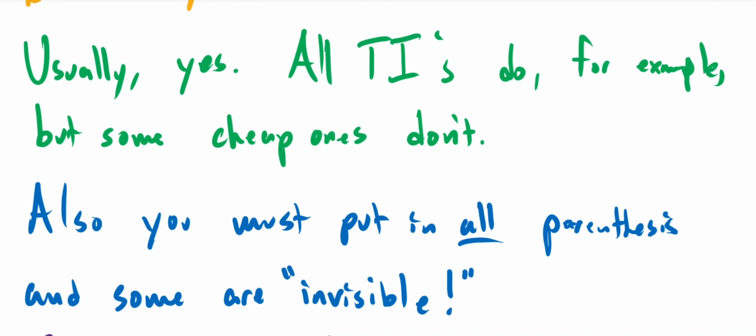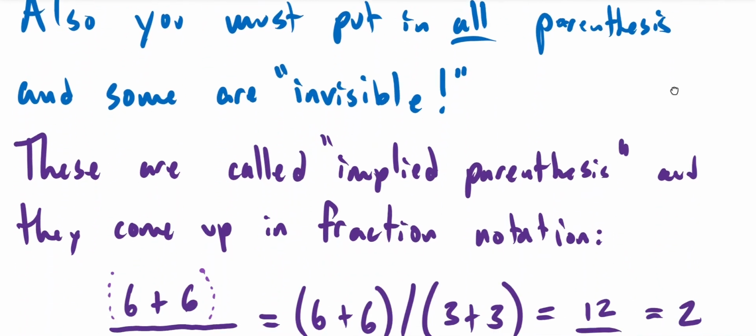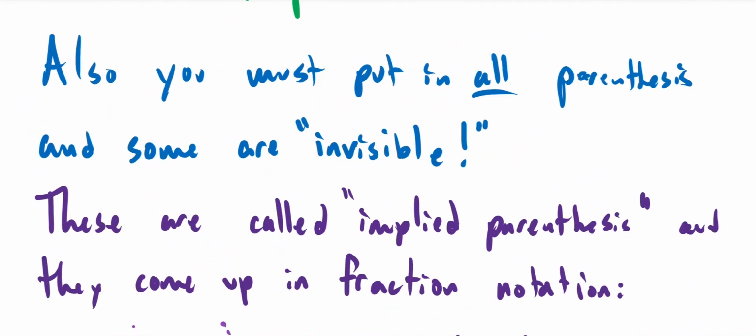Also, a very common error is to miss out on some parentheses when you're putting things into the calculator. Now, some calculators have what we call pretty print. It'll make it look like a fraction, but it's very common to miss out on what's called implied parentheses. Implied parentheses are just another one of those little invisible symbols in mathematics that you need to be aware exist. They come up a lot in fraction notation.